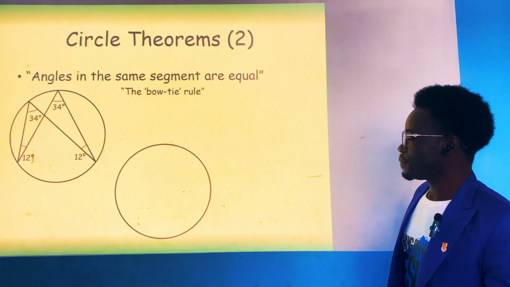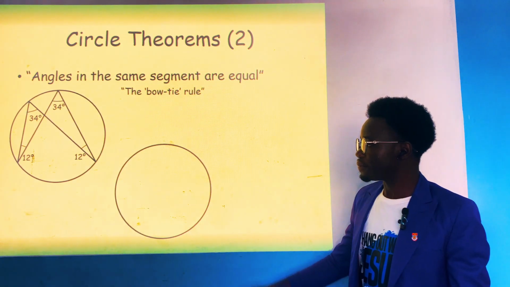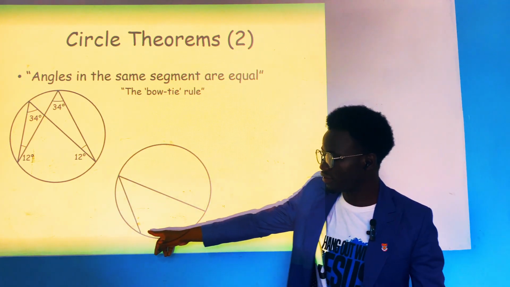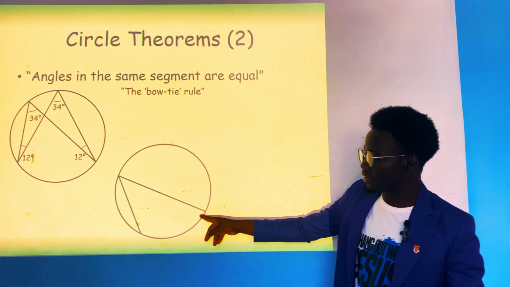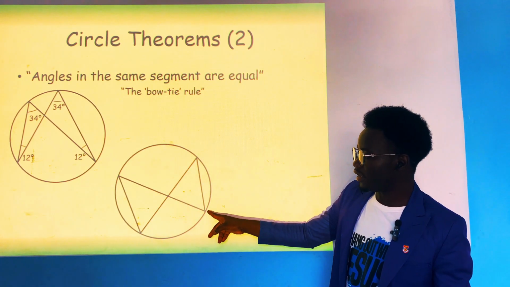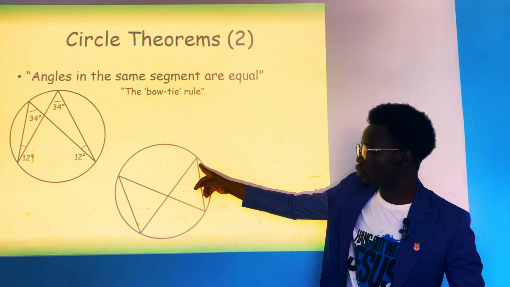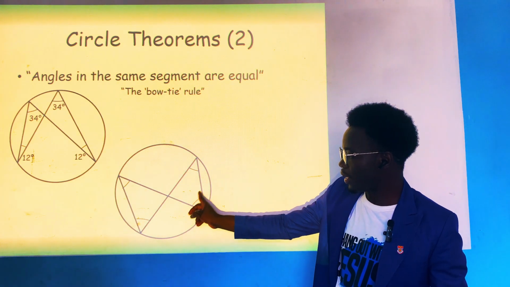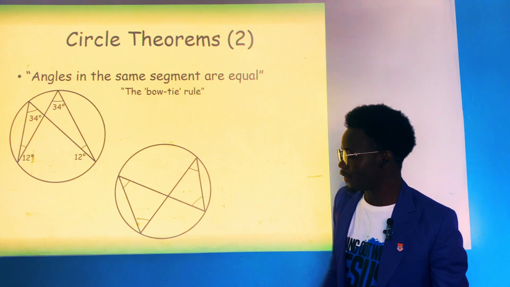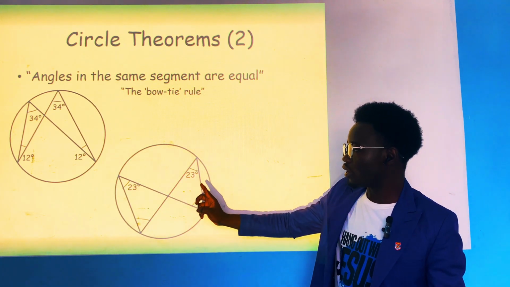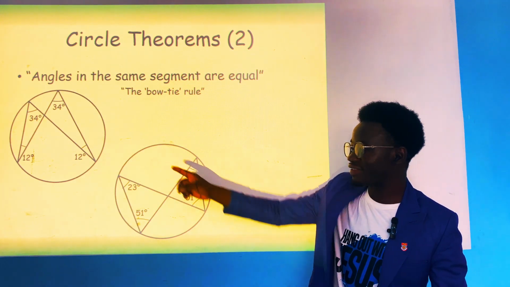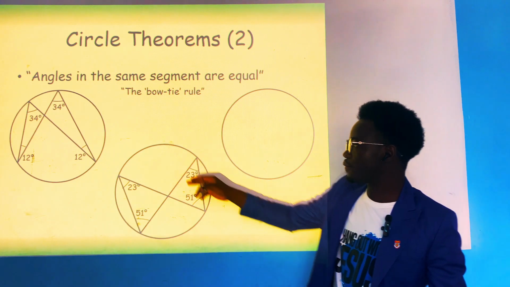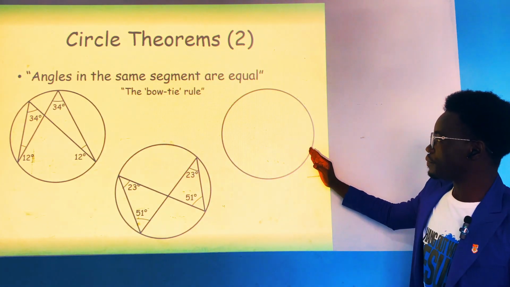Let's look at another one. If I have a circle and I have drawn, you can see that there will be a segment here, and we are saying that this angle here is equal to the angle here, and this angle here is equal to the angle here, because we have just stated that they are all from the same segment. Okay, this is another one.